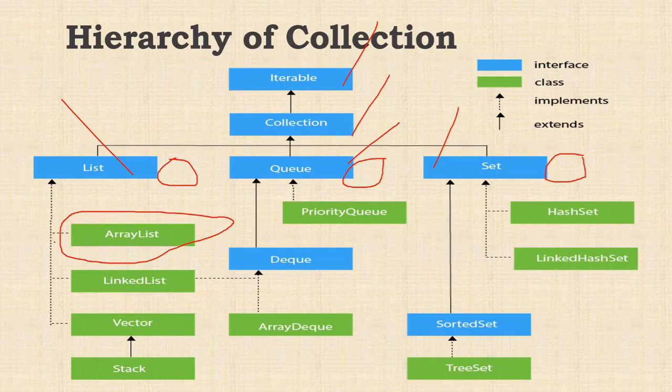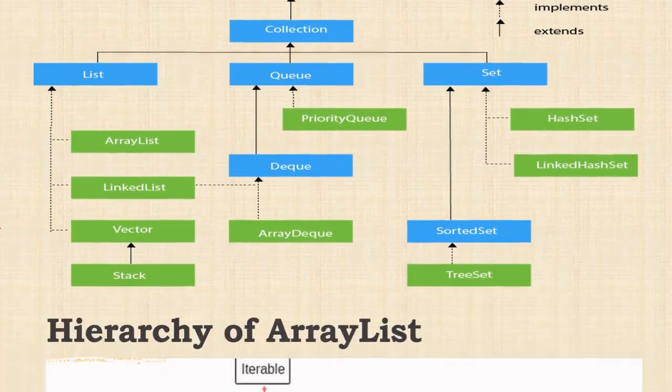If you see the hierarchy of List, ArrayList implements the List interface, LinkedList implements the List interface, Vector also implements the List interface, and Stack also implements it. So these are the hierarchy, but we are going to concentrate on ArrayList in this tutorial. We'll see one by one.